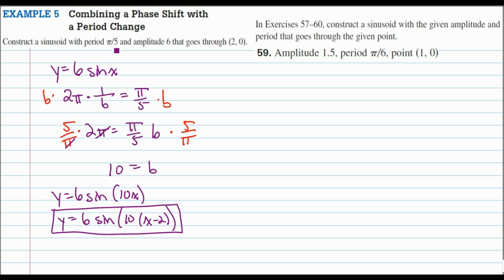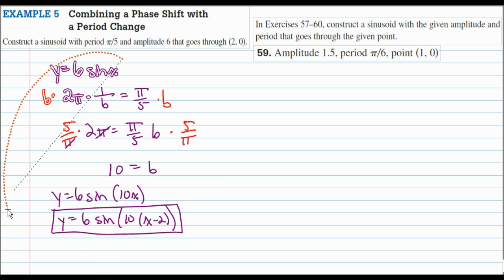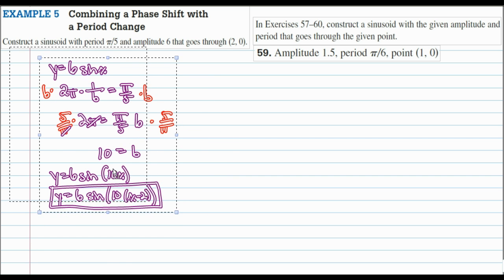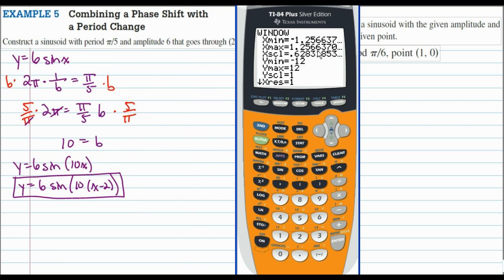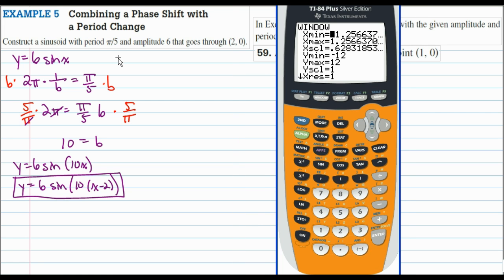So now this sinusoid function follows all the rules. It has a period of pi over 5, it has an amplitude of 6, and it passes through the point 2, 0. So let's make sure that's true on our calculator, but we're going to check the window really quick here. The period of this function is pi over 5. So I don't need to set my window all the way out to -2 pi or all the way up to +2 pi. I could do negative pi over 5 to positive pi over 5 if I want to.